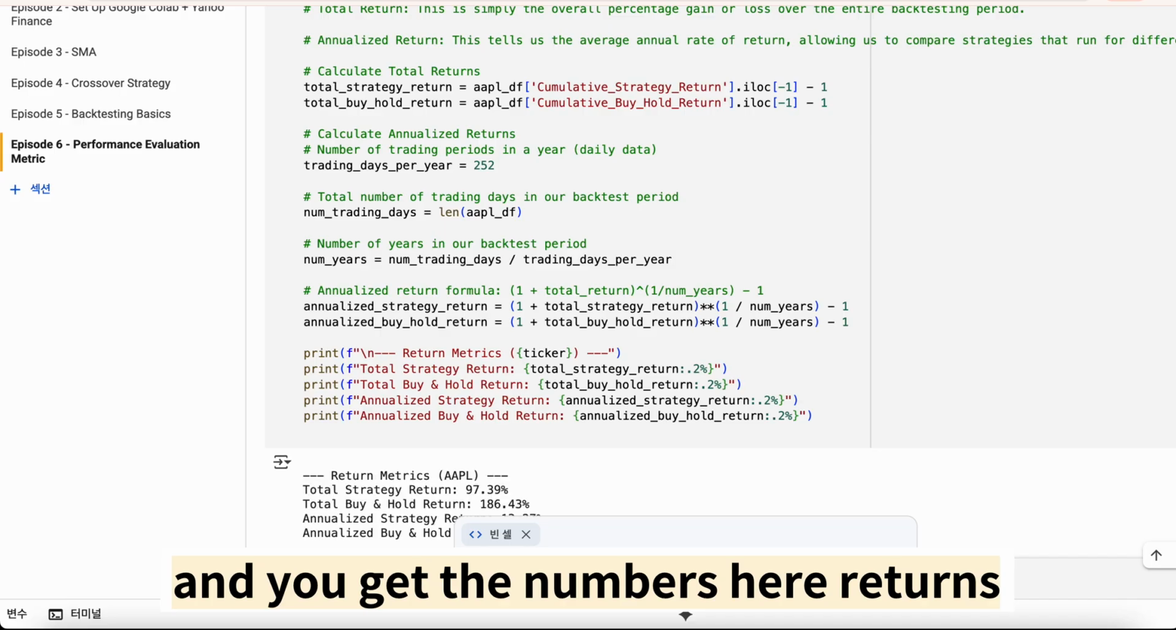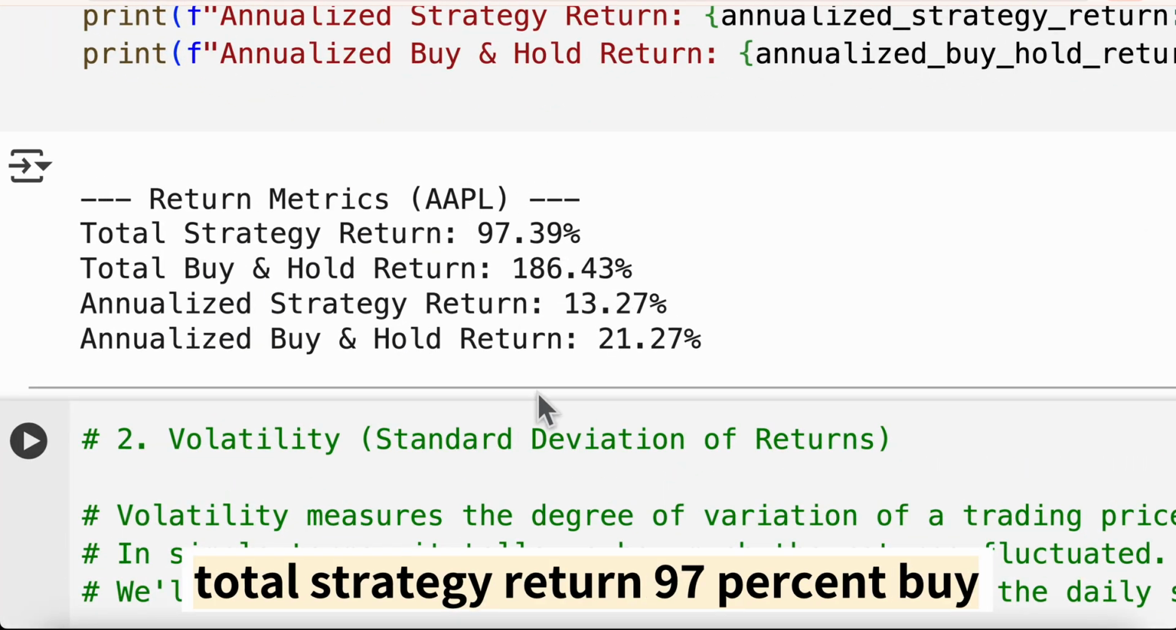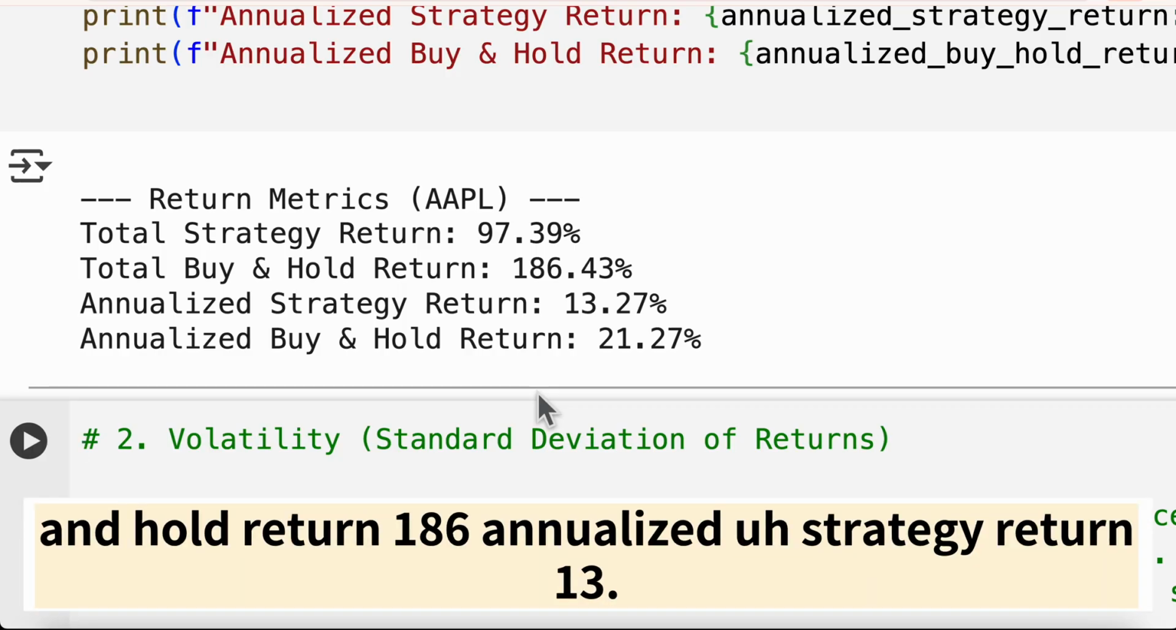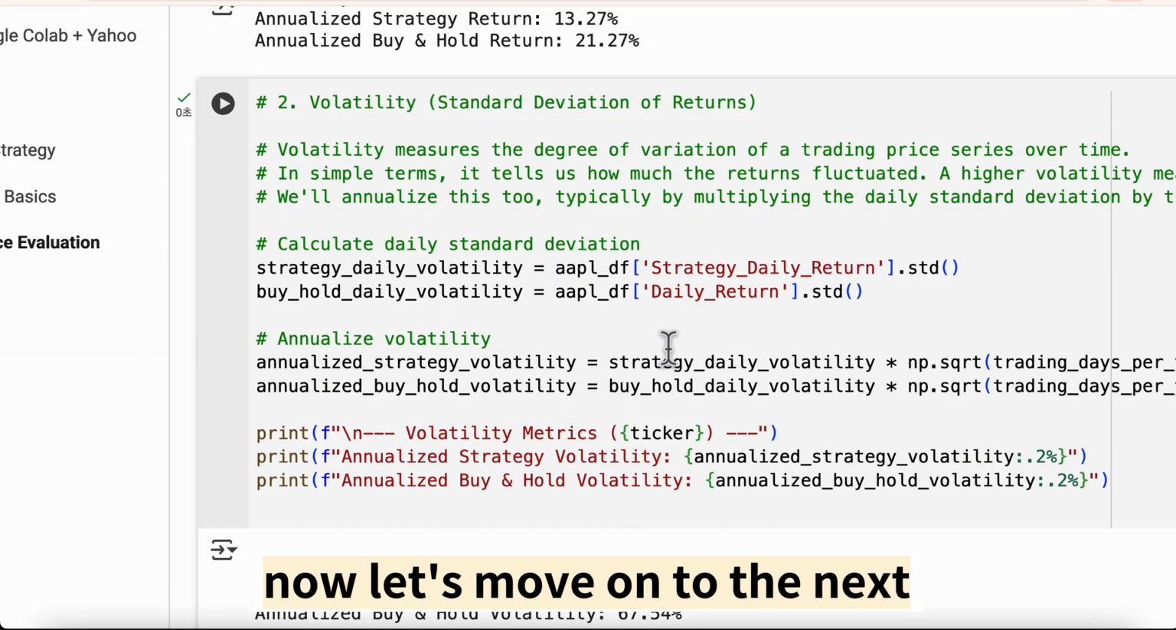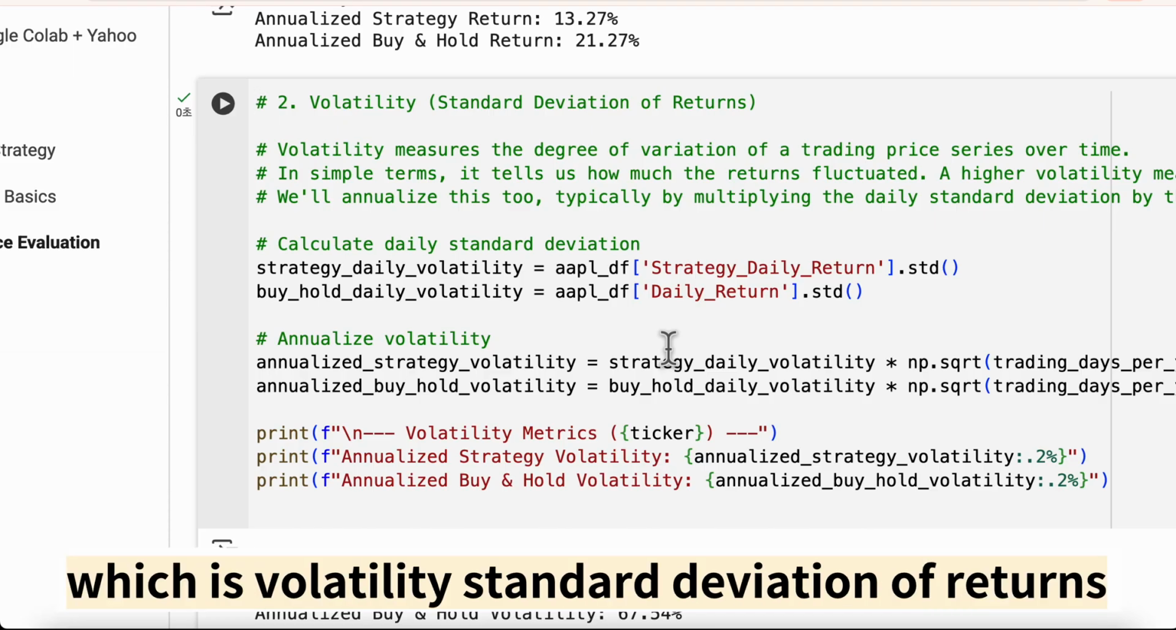And you get the numbers here. Returns. Total strategy return 97%. Buy and hold return 186%. Annualized strategy return 13%. Annualized buy and hold 21%. That was the result. Now let's move on to the next, which is volatility, standard deviation of returns.